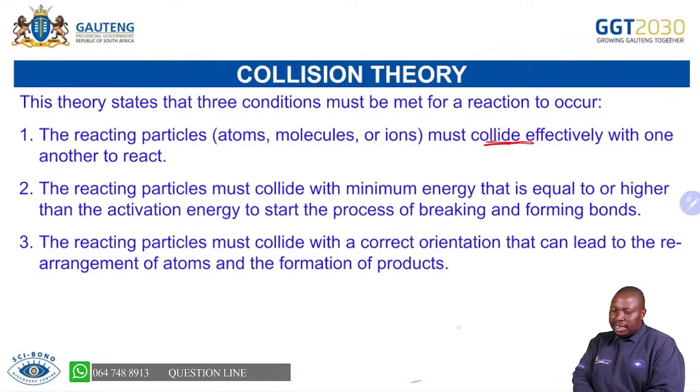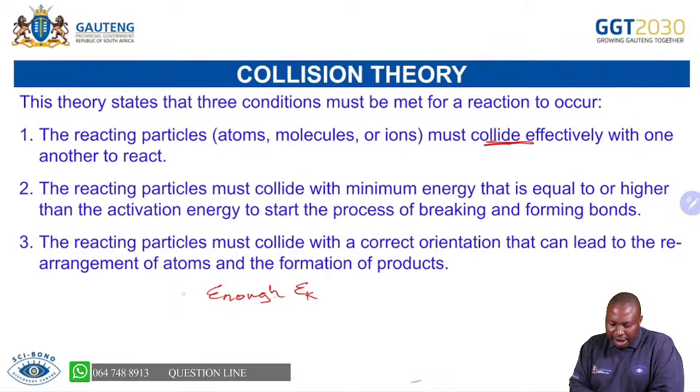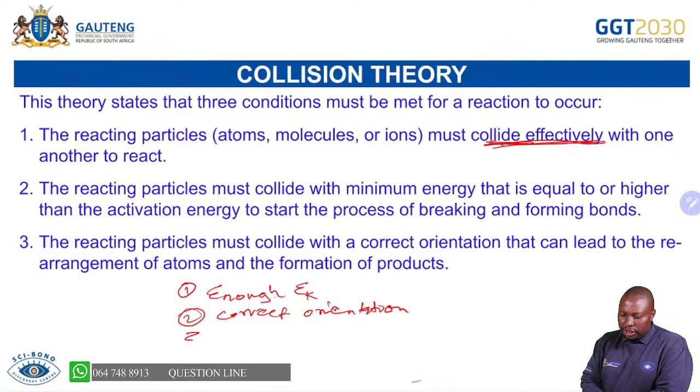How do they do that? They must have enough kinetic energy. So we're saying the first thing that is important for a reaction to take place, we must have enough kinetic energy, and we must have correct orientation. If we have correct orientation and enough kinetic energy, we are saying that now the particles will collide, and they will collide effectively, which we refer to as effective collision.